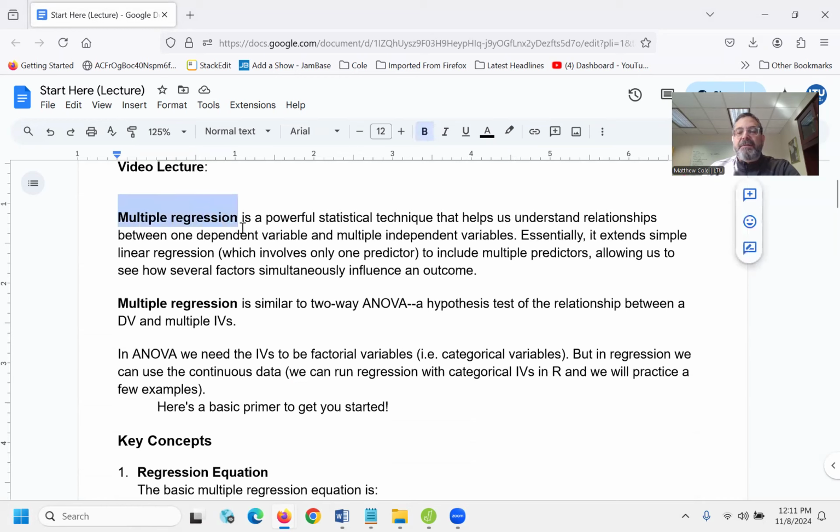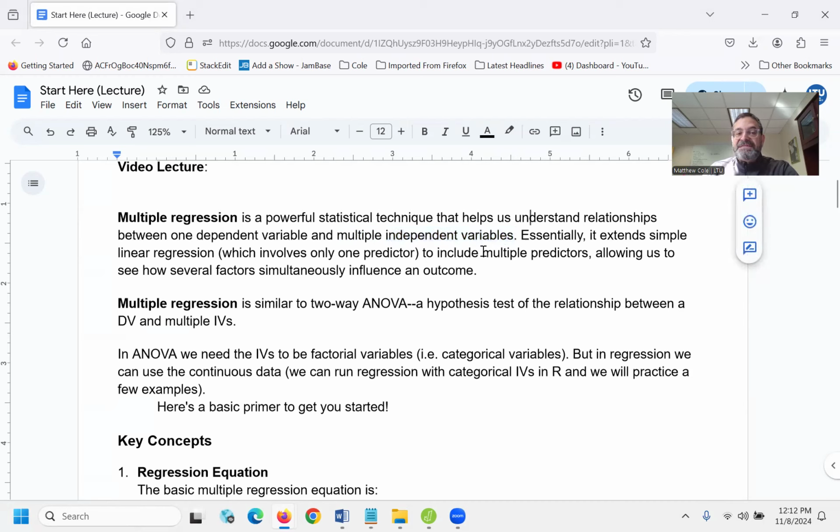Now we're doing linear regression with multiple variables, which is called multiple regression. Multiple regression is a powerful statistical technique that helps us understand relationships between one dependent variable, that's our y variable, and multiple independent variables. Those are our x variables or our predictors, right? The dependent variable is the outcome variable. The independent variables are the predictors. We're trying to see how these x variables predict the outcome variable, the y variable.